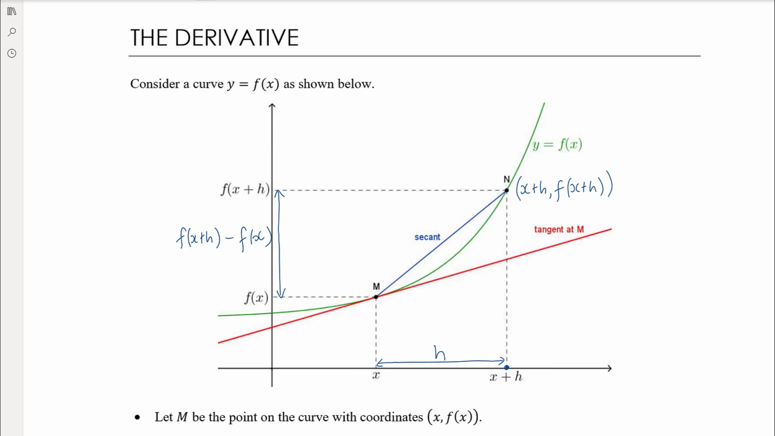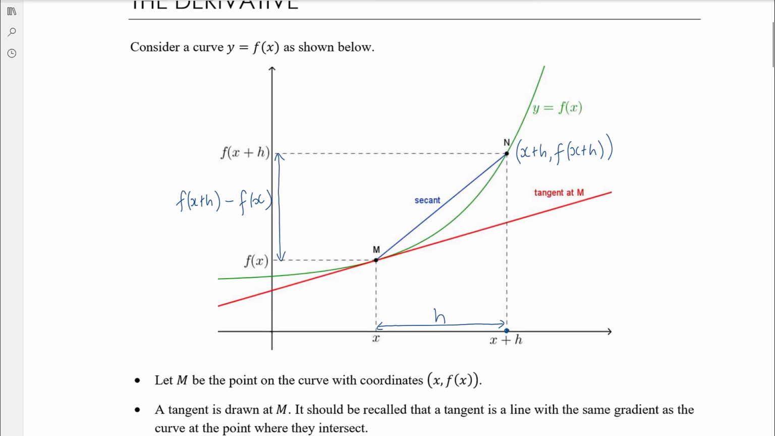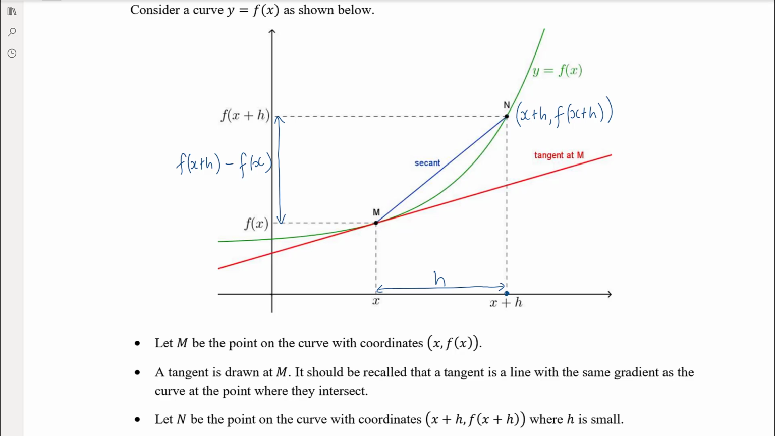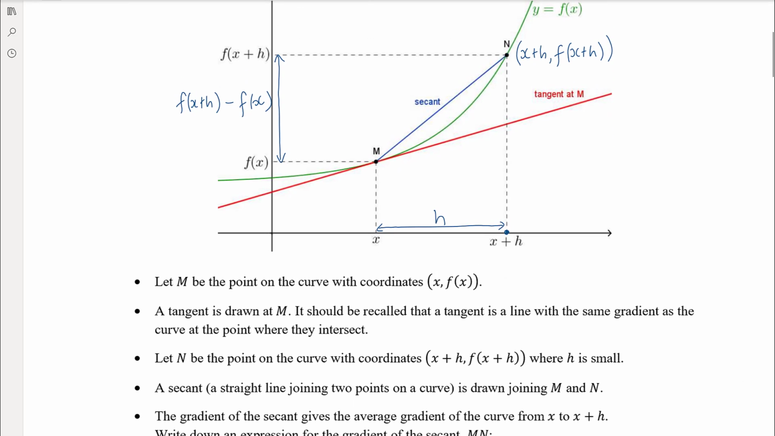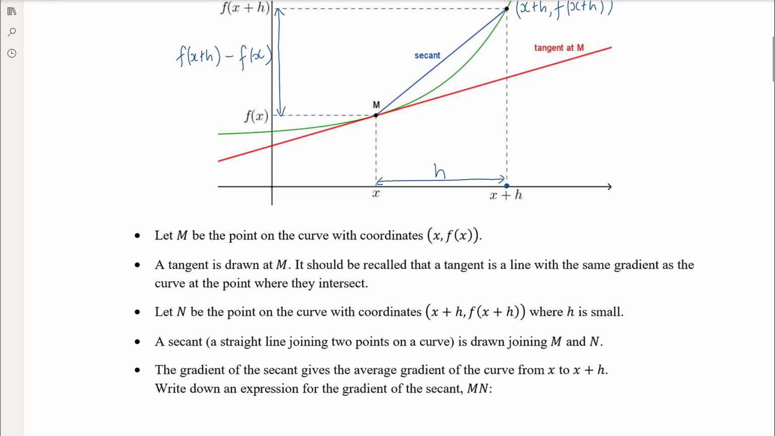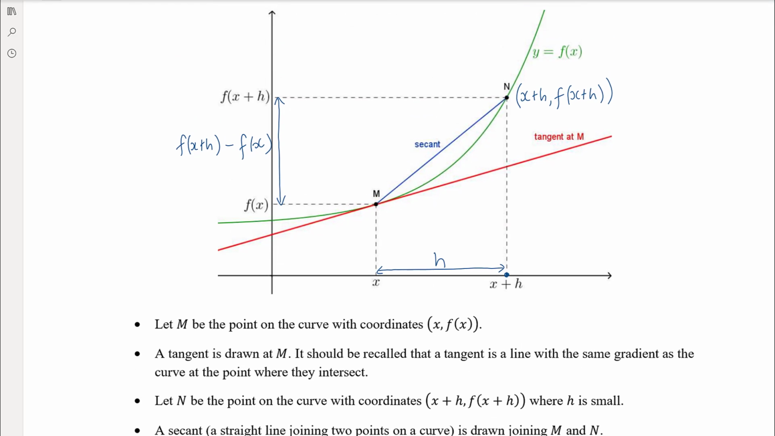So therefore, and I think there's a space for us to write this further down in the notes, these dot points just go through what's happening in this diagram. Let M be a point on the curve with coordinates x, f of x. A tangent is drawn at M, and it should be recalled that a tangent is a line with the same gradient as the curve at the point where they intersect, so at the point M. Let N be a point on the curve with coordinates x plus h, f of x plus h, where h is small.